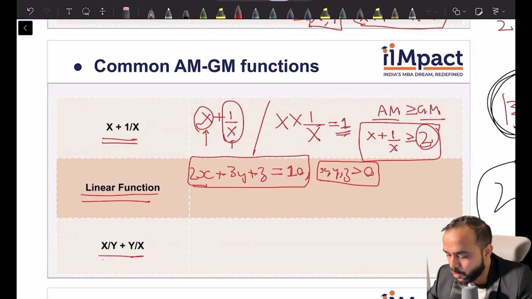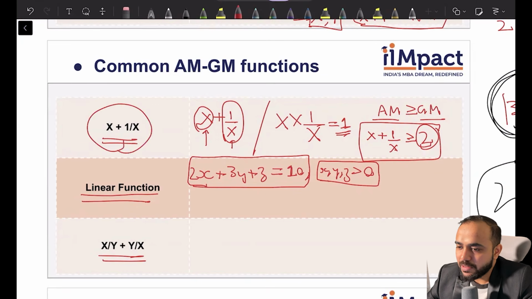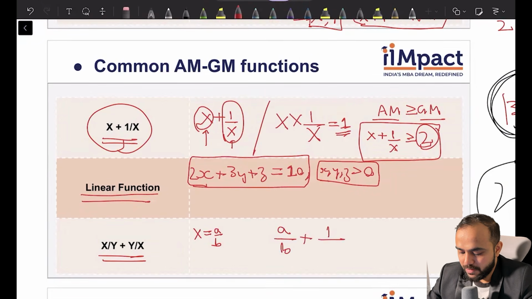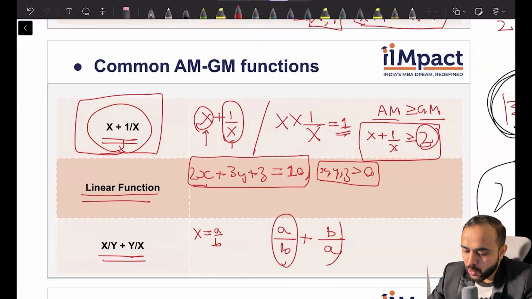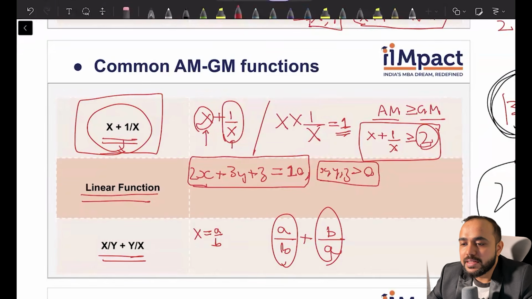So the third format, which is a common AM-GM function, is actually an iteration of this x plus 1 by x. If I write x as a by b, so I will get a upon b plus 1 by a by b, which will be b by a. In this format, it is easy to see that x into 1 by x is going to be 1. In this format, however, sometimes people miss the fact that a by b into b by a is actually going to be a constant number. So this is something you should keep an eye out for.